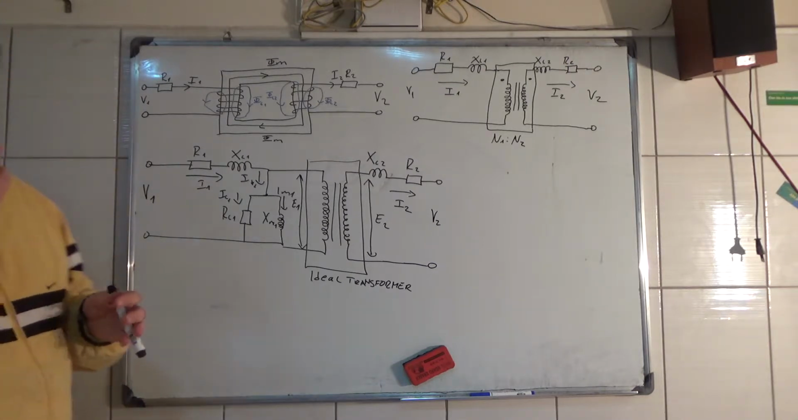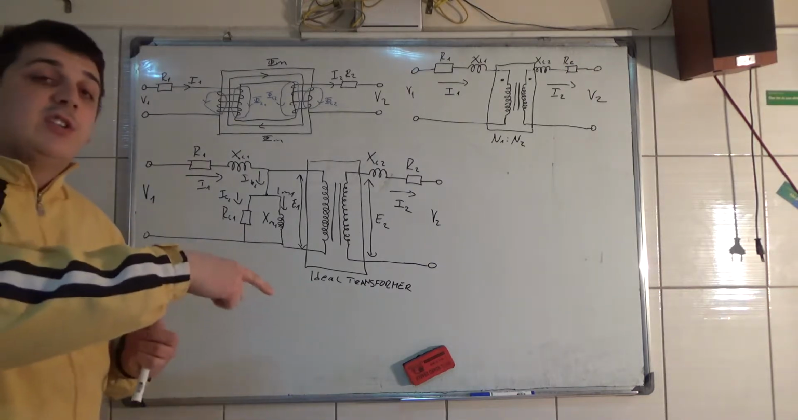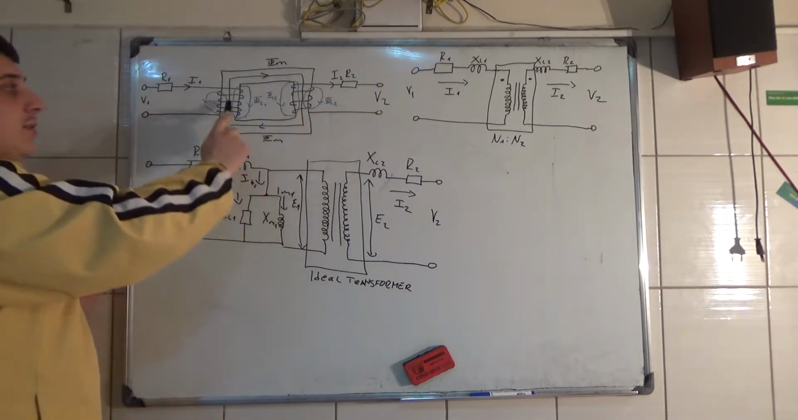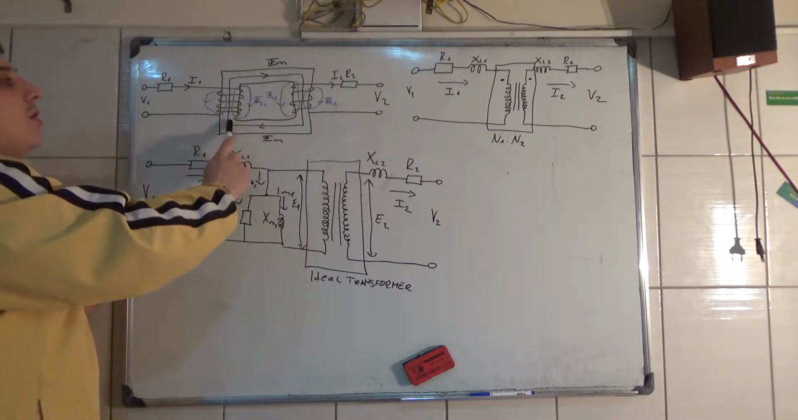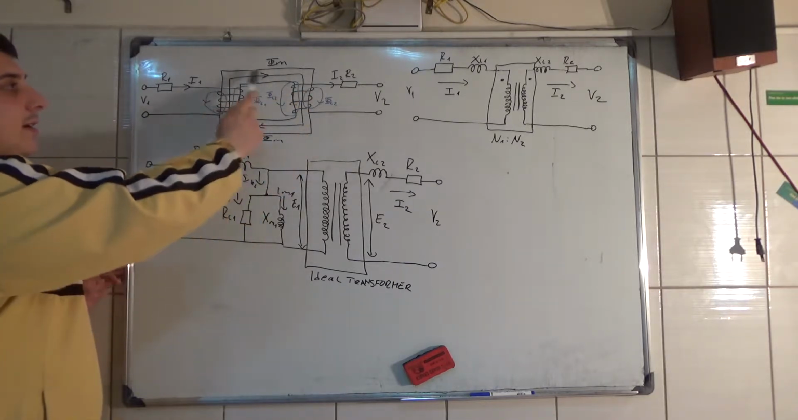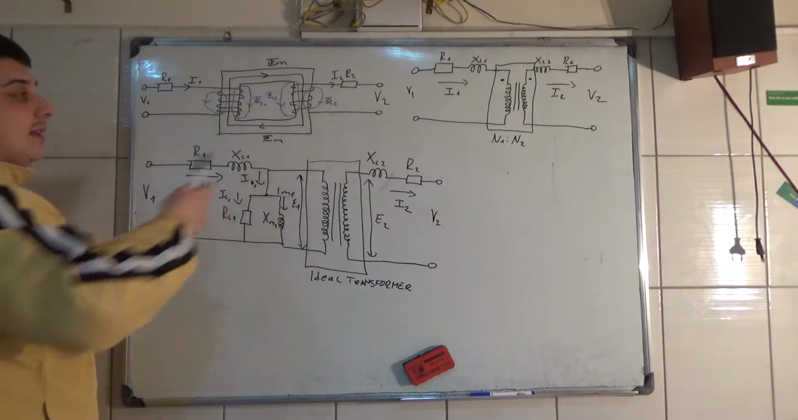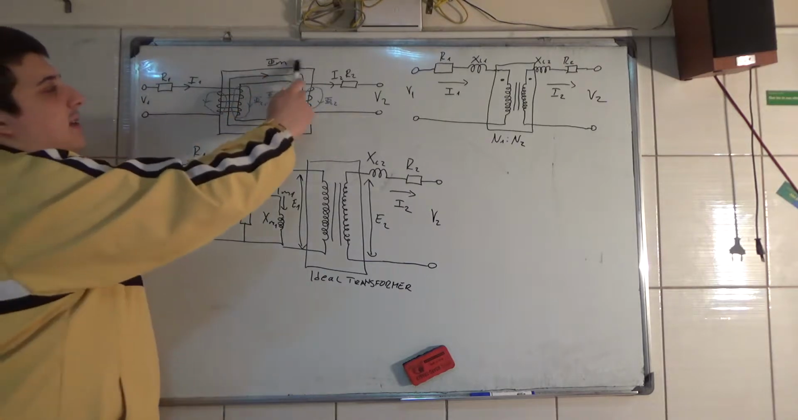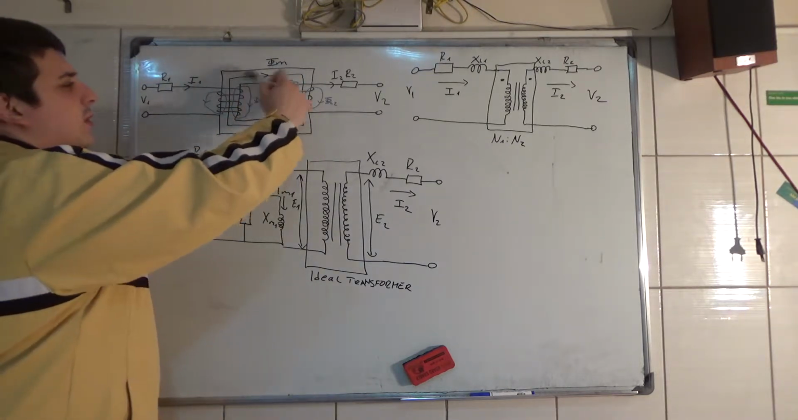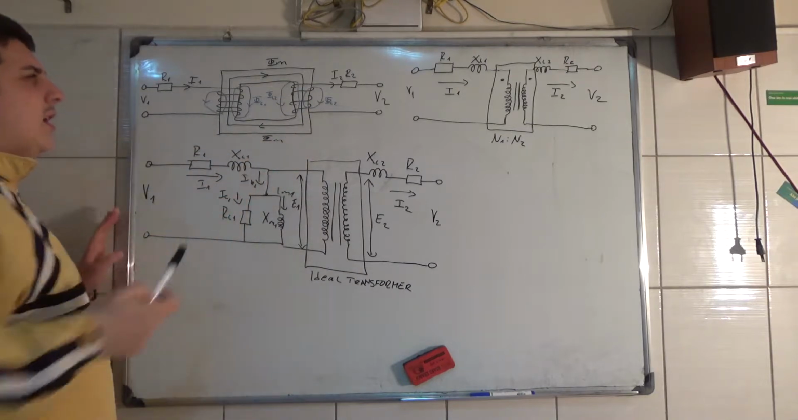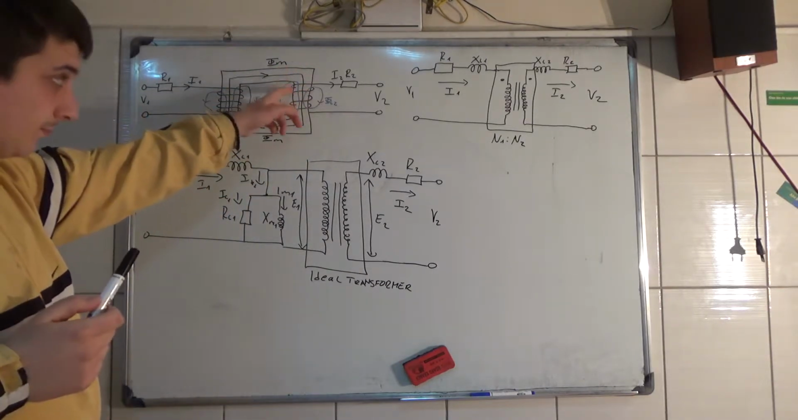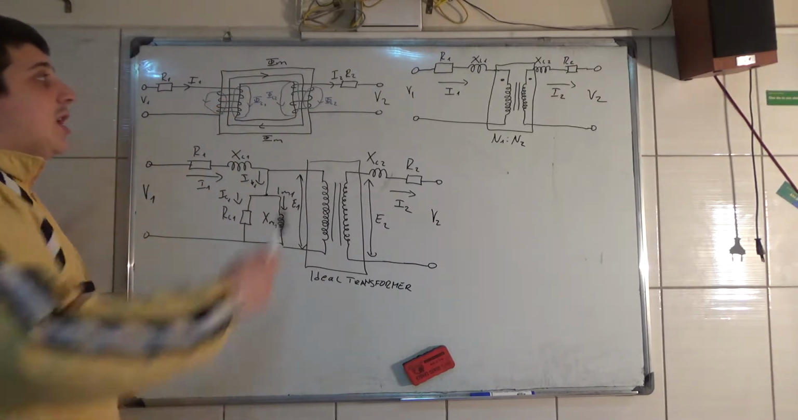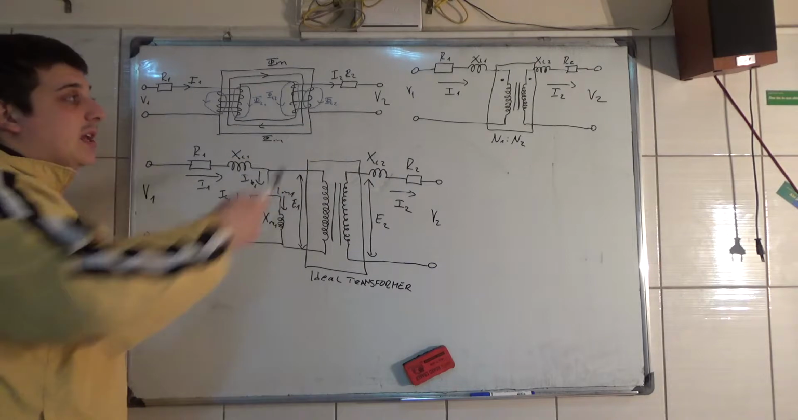Now, the second characteristic of an ideal transformer was that the flux produced by the windings is all contained in the magnetic circuit. That's not the case. Although the mutual flux goes through and links both of these windings, there is flux leakage in the primary and the secondary winding.